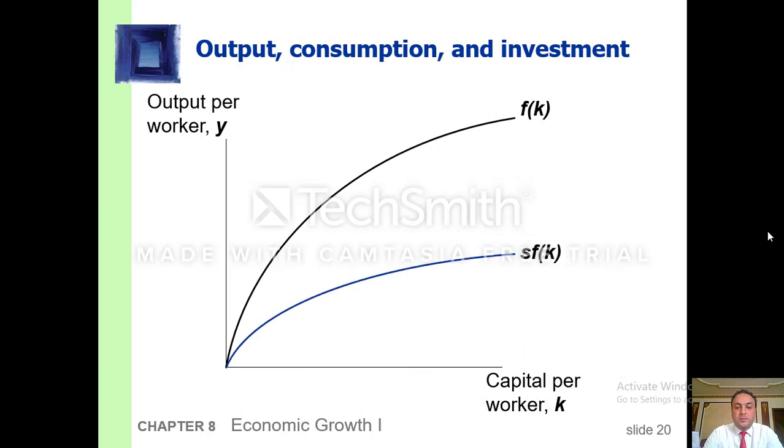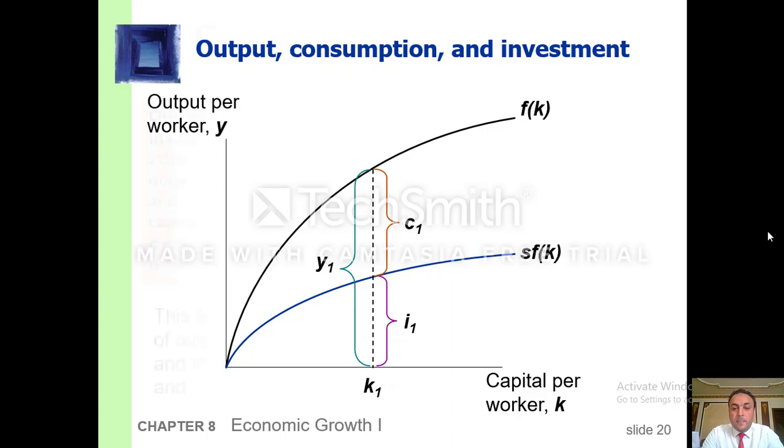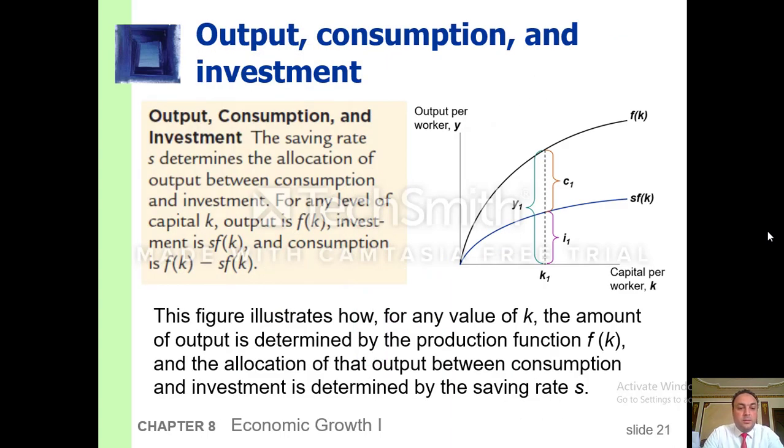We can see here from this chart the output per worker on the vertical axis and the capital per worker on the horizontal axis. We have here the amount of capital per worker, and this amount is the investment, and this is the consumption C1. So we can see from this graph the relationship between the output, the consumption and the investment. The saving rate, which is denoted by s, determines the allocation of output between consumption and investment. Again, the saving rate determines what? The allocation of output between consumption and investment, how much you consume and how much you will invest.